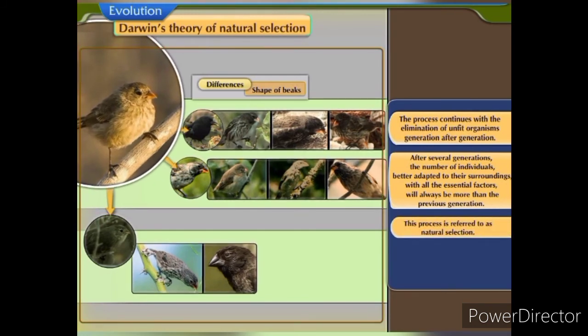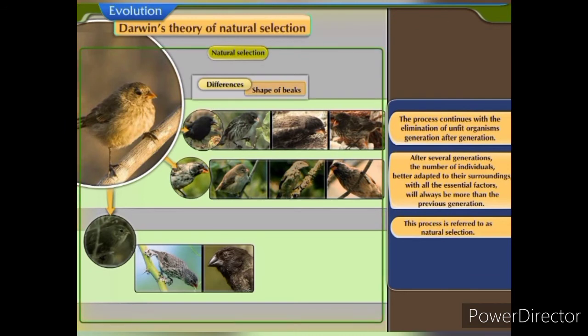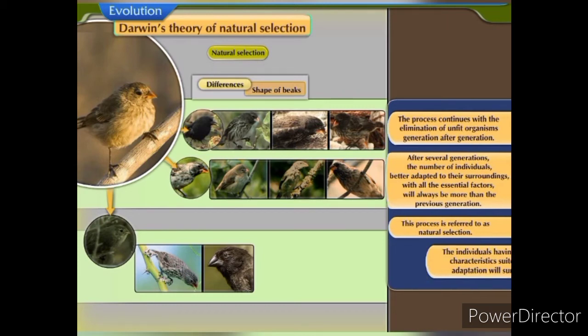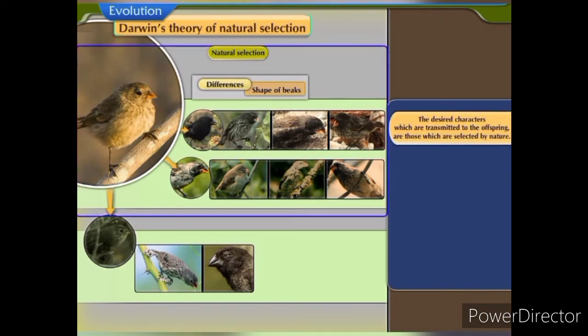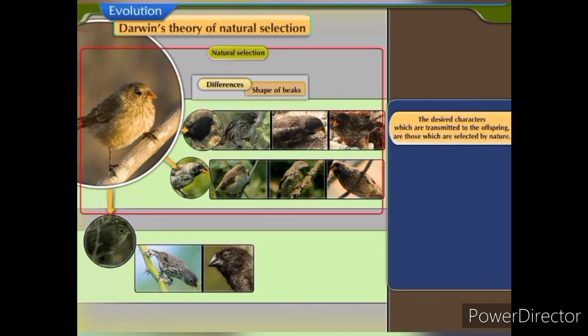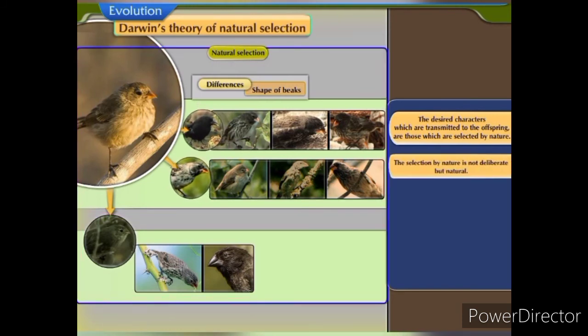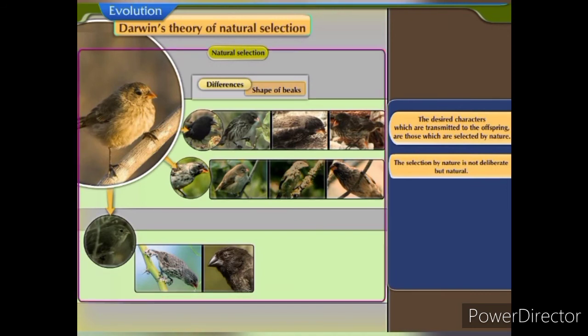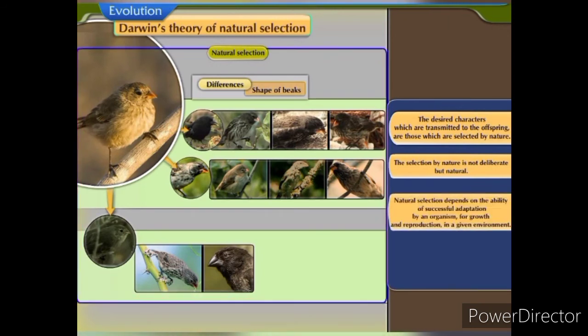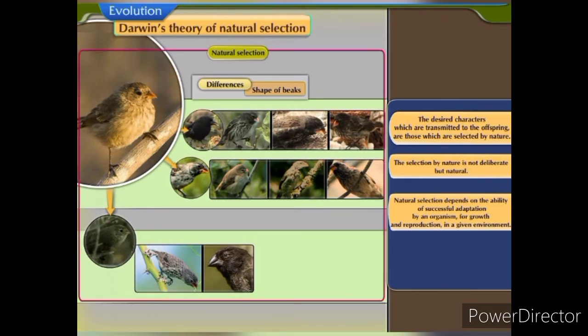This process is referred to as natural selection. The individuals having better characteristics suited for adaptation will survive. The desired characters which are transmitted to the offspring are those which are selected by nature. The selection by nature is not deliberate but natural and depends on the ability of successful adaptation for growth and reproduction in a given environment.